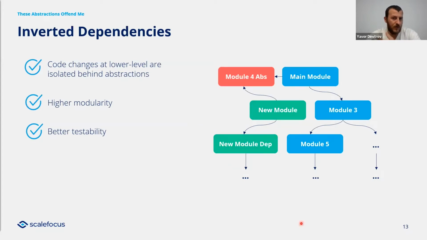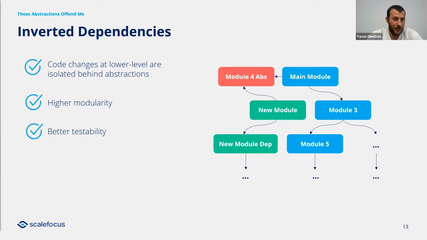If you however use abstractions and make both the higher level and the lower level modules depend on those abstractions, you can see that there is no way for your main module to reach something in the lower level modules, because there is no direct connection, or indirect for that matter. What this allows us to do is basically isolate the low level code changes. So there is no way a change from a lower level module can go to our main module.